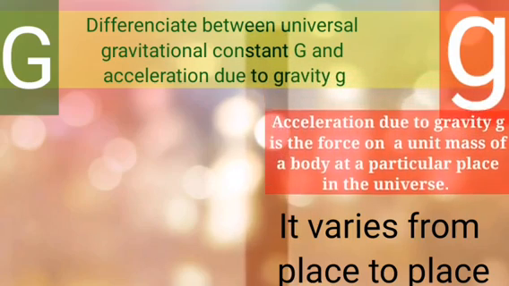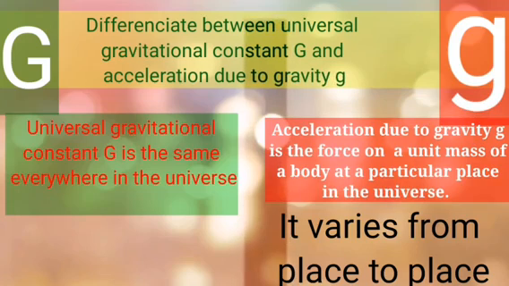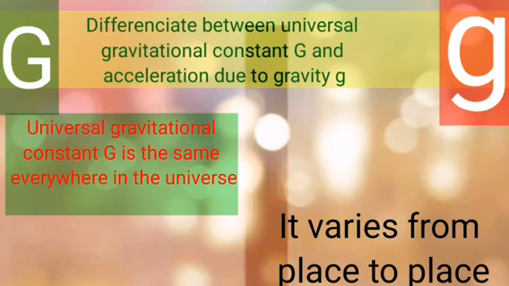But capital G, the universal gravitational constant, is a constant which is the same everywhere in the universe. The small letter g, acceleration due to gravity, depends on where you are. So it is not a constant everywhere in the universe. It varies from place to place. But capital letter G is the same on the moon, on earth, and any other place in the universe. But small letter g is lesser on the moon than on earth here. So that's just one difference.